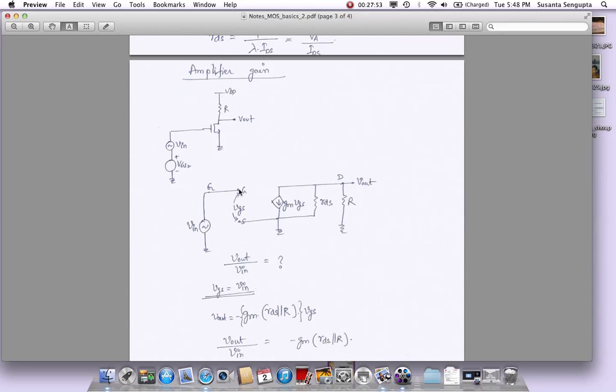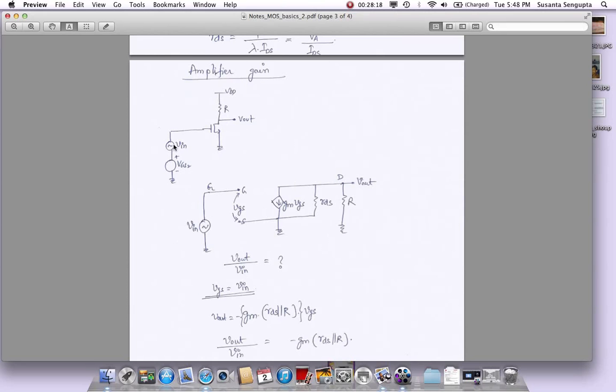What is connected at the gate to ground is Vin. Drain is my output. What is connected at this point? We have a resistance R to AC ground, so you can put an AC ground here. That's why there is an AC ground. And we want to know, this is the output voltage Vout, this is the input voltage Vin. What is Vout by Vin? That is the voltage gain.